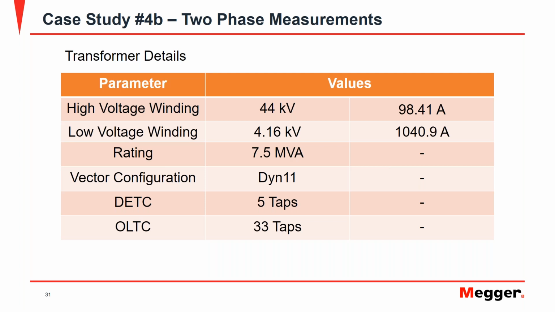Now let's look at a case where we use two-phase measurements, but now we see a much different picture. So in this case, we had a transformer that had a high voltage rating of 44 kilovolts and a nominal current rating of 98.41 amps. The low voltage winding was rated at 4.16 kV and a current rating of 1041 amps approximately. It was rated at 7.5 MVA and it has a vector configuration of DY11. So it's delta configured on the primary side and a Y with a neutral on the secondary side. And it had a de-energized tap changer with 5 taps and an on-load tap changer with 33 taps.